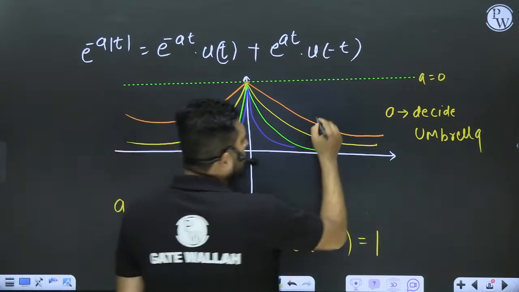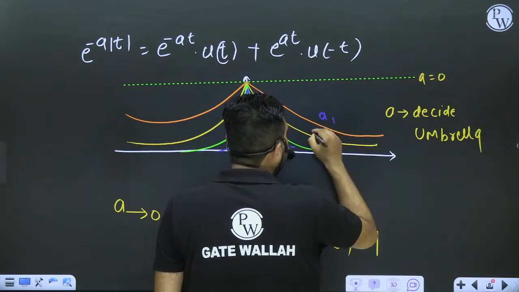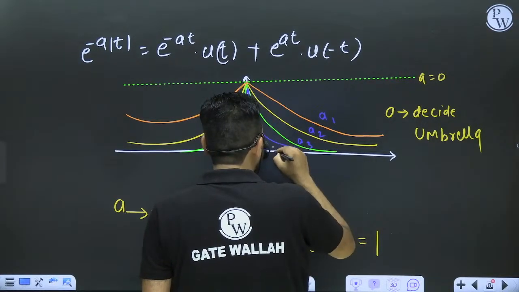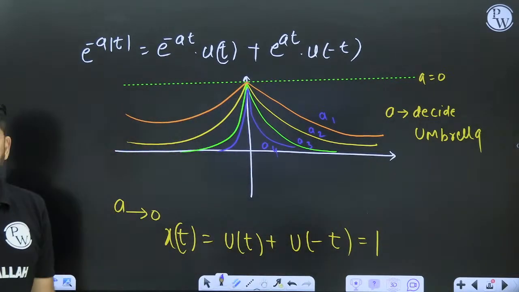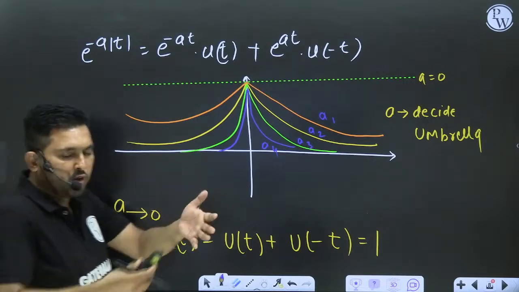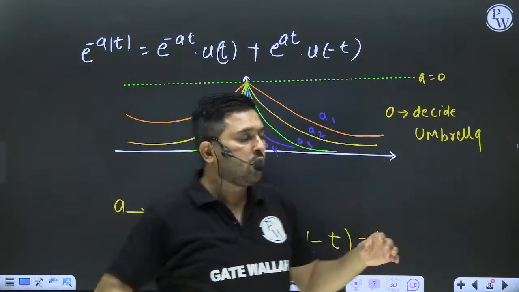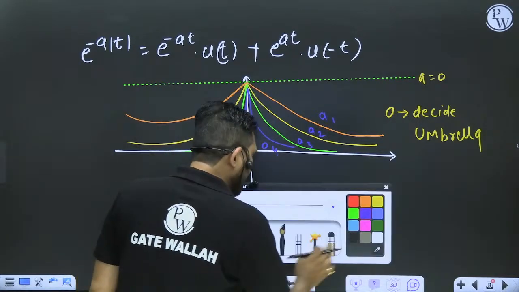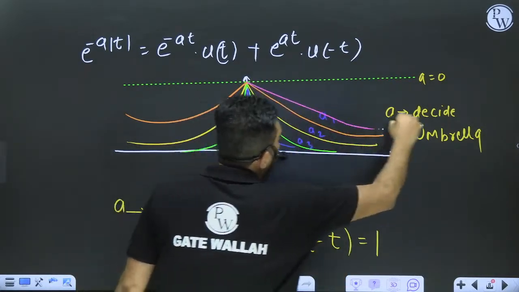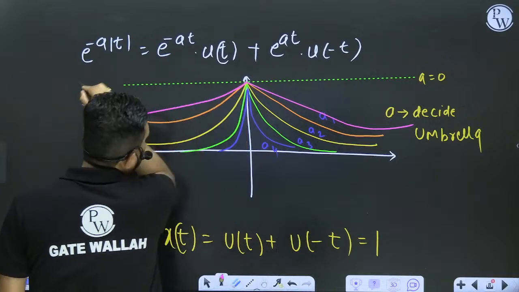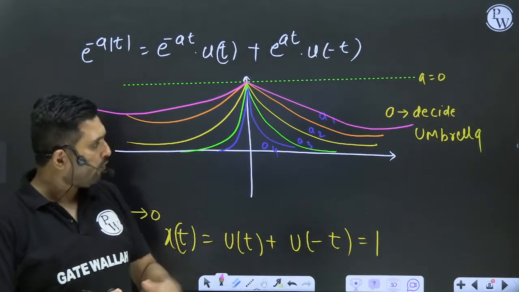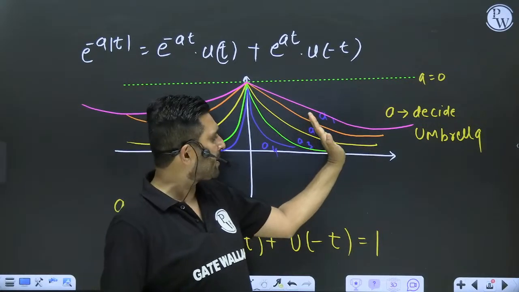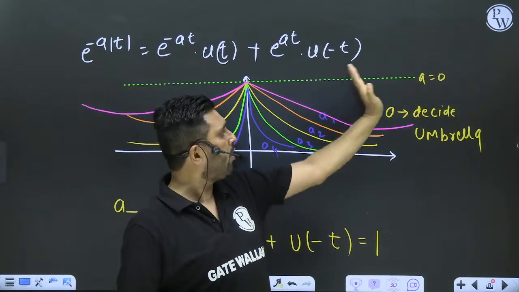So let us call these a1, a2, a3, a4. Depending on the values of a, you will get the steepness of the curve. You will get a steep curve, either this one or this one, or let's take a more flat curve, like this, depending on the values of a. So here a4 is greater than a3, which is greater than a2, which is greater than a1.